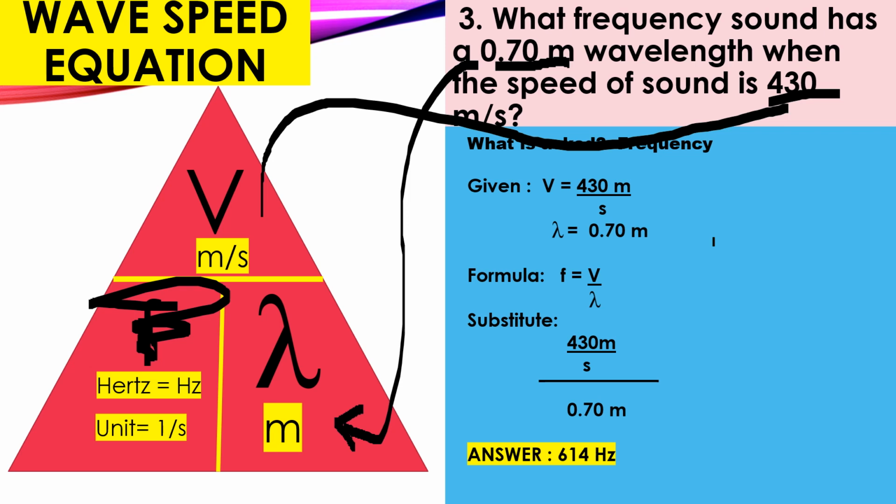Our velocity is 430 meter per second, and your wavelength is 0.70. So we're going to cancel meter. Ang matitira na lang ay second. So 430 divided by 0.70, so that will be 614 hertz. Ma'am, bakit naging hertz?